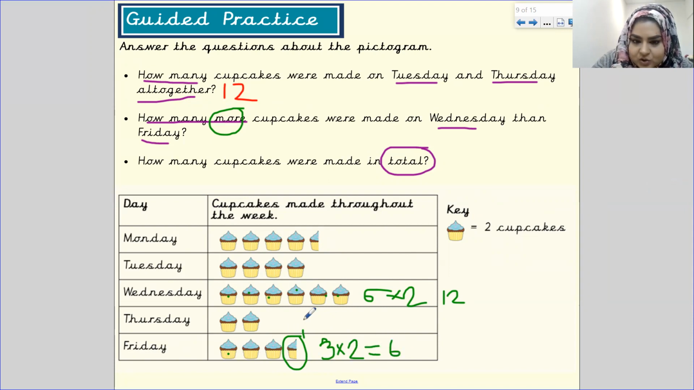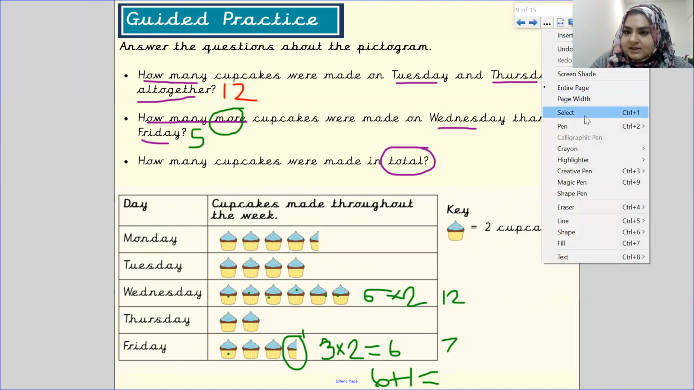Yeah, but then I've still got this 1 here, which is the half. So then I'll do 6 plus 1 equals 7. So I know that Wednesday has more cupcakes, but how many more? So I'm going to do 12 take away 7, which is 5. So Wednesday has 5 more cupcakes.